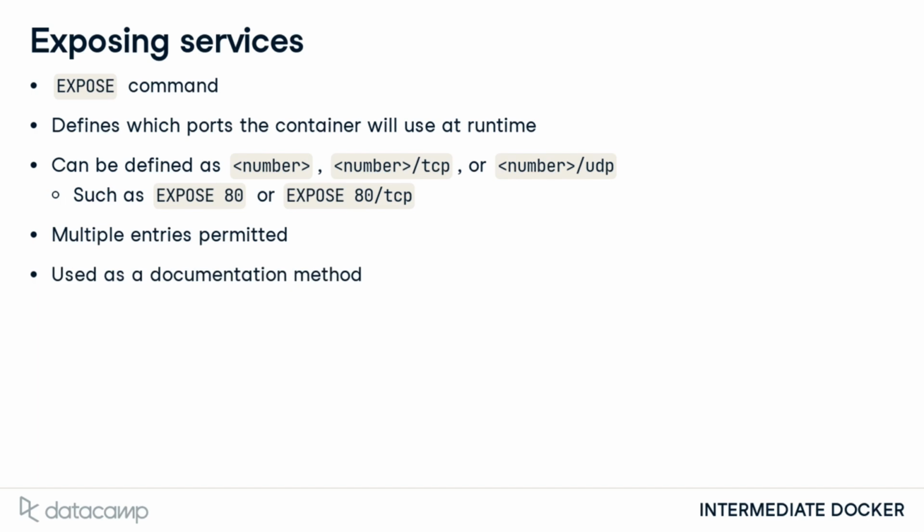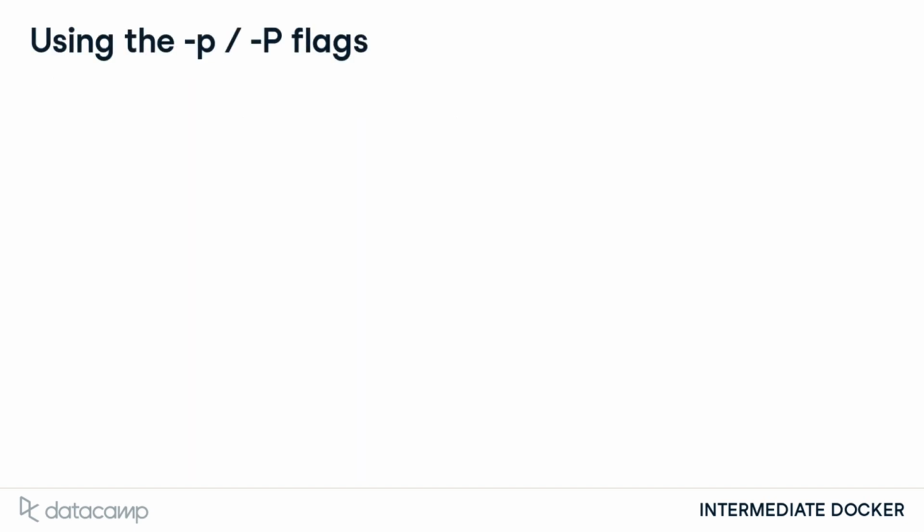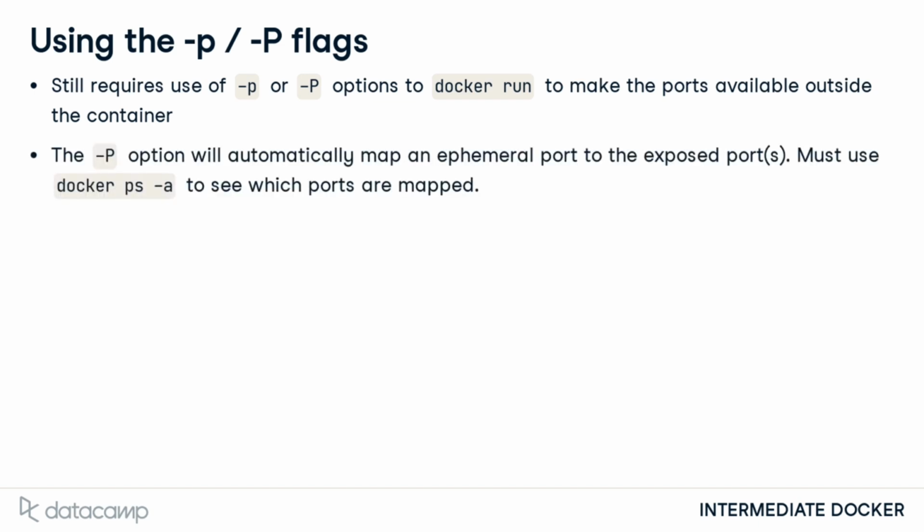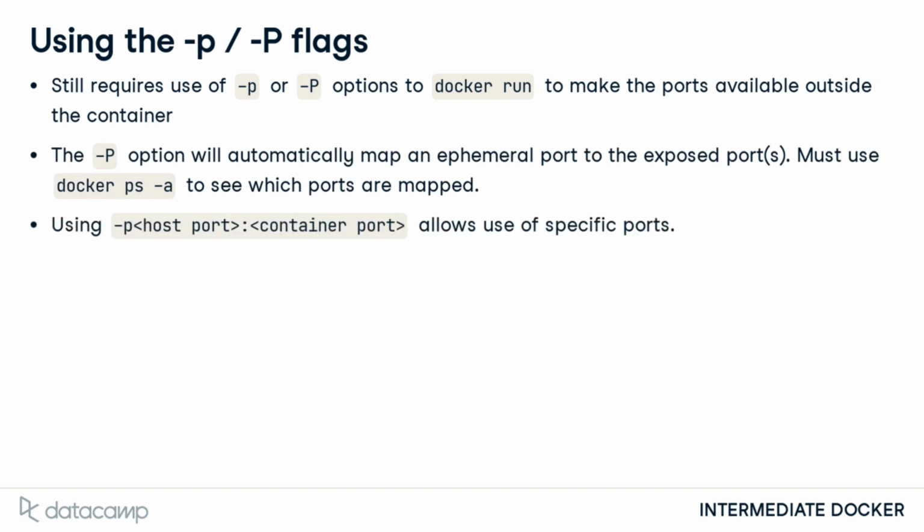It is important to note that this is primarily used as a documentation method, letting the Docker user know which ports should be exposed from within the container. That said, it does not actually expose the ports for use without defining a -P or a -p host port:container port option. The -P flag will automatically map ephemeral ports to the exposed container ports. Remember that ephemeral in this case means high-numbered and unprivileged. The -p flag works as described in the previous video and allows a specific port to be defined.